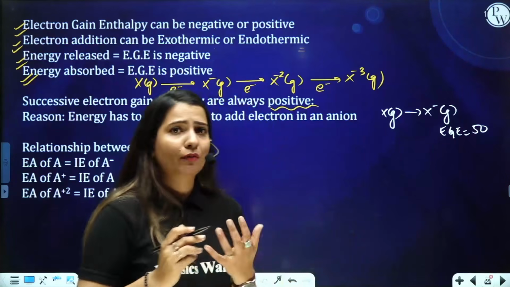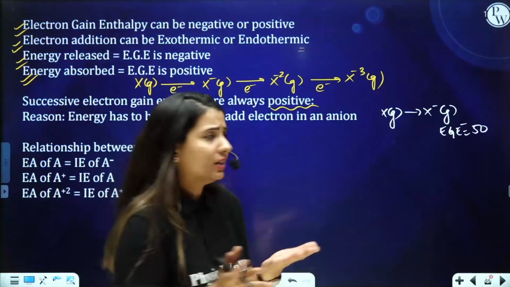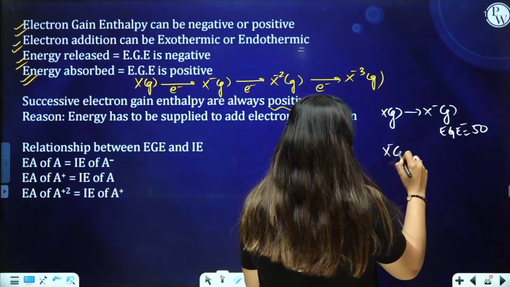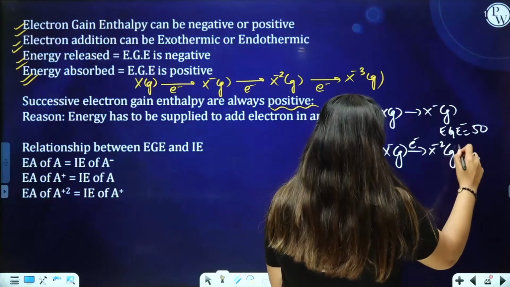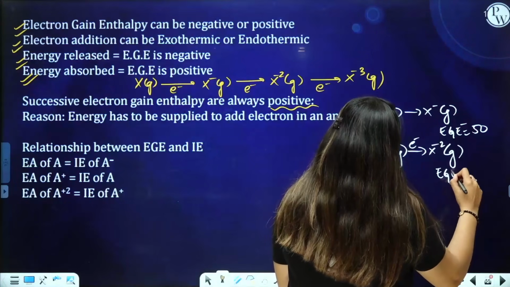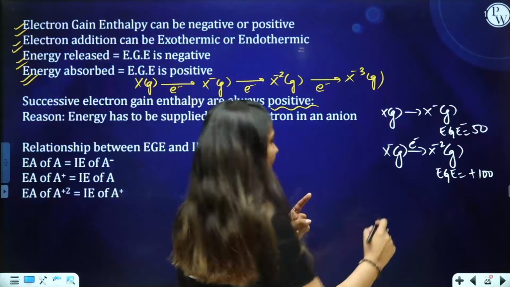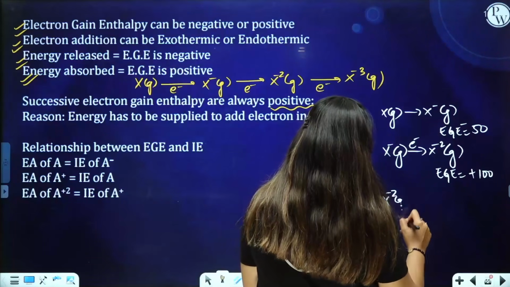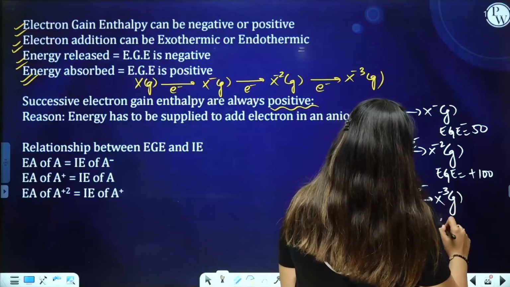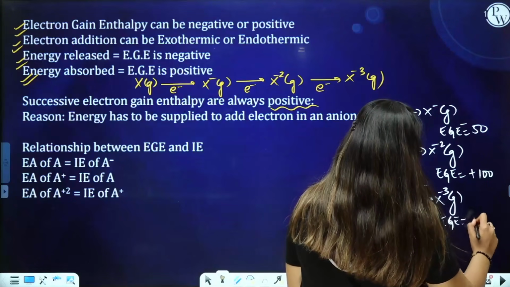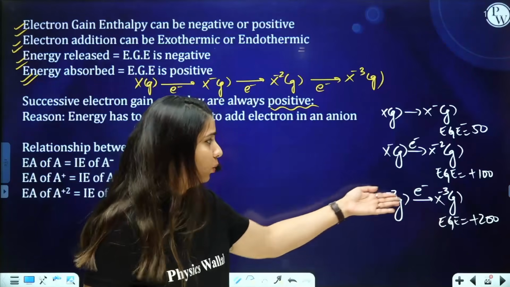That means that energy is released, like minus 50 kilojoule per mole. But if you are adding another electron to X negative gaseous, making X minus 2 gaseous, then the electron gain enthalpy will be positive, very much positive. If you add another electron, it will be X minus 3 gaseous. Electron gain enthalpy in this case will be plus 200. This much energy you have to supply to add this electron.